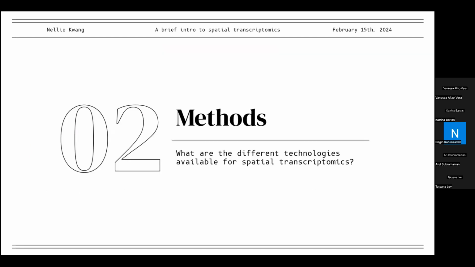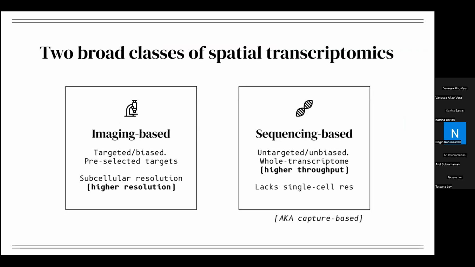Okay, so now I'll talk about different technologies available for spatial transcriptomics. So broadly, there are two classes of spatial transcriptomics. There are imaging-based technologies and sequencing-based technologies. These are also called capture-based technologies.